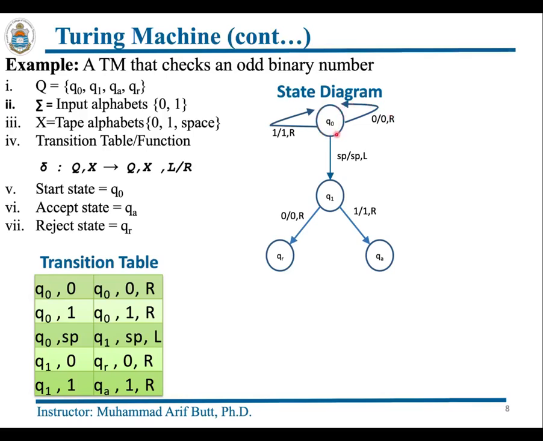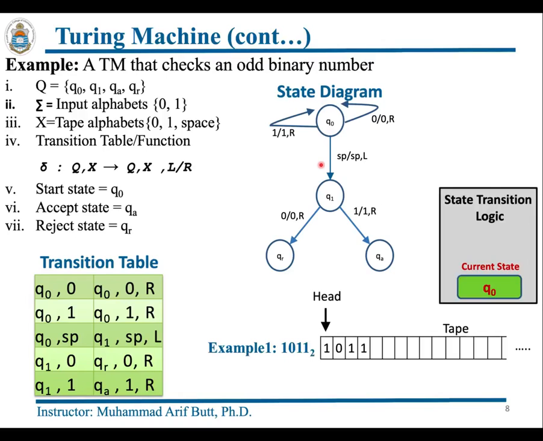If at state q naught we get a space, we replace it with a space, move the head to the left, and change the state of the state register to q1. So you can easily map this transition table to this state diagram. Let me move on to an example. Let's suppose that we have this Turing machine and the input string is 1011, and we want this Turing machine to decide whether this is an odd number or it is an even number.